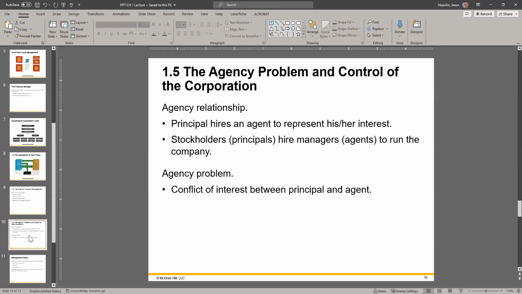Now let's talk about the agency problem. We're shifting gears here a little bit. Technically speaking, the shareholders own the company. And through voting and other mechanisms, the management gets hired, as in the CEO, CFO, the board of directors, etc. So now the CEO, the CFO and all these managers are the ones running the company. The shareholders own the company, but they don't run it.